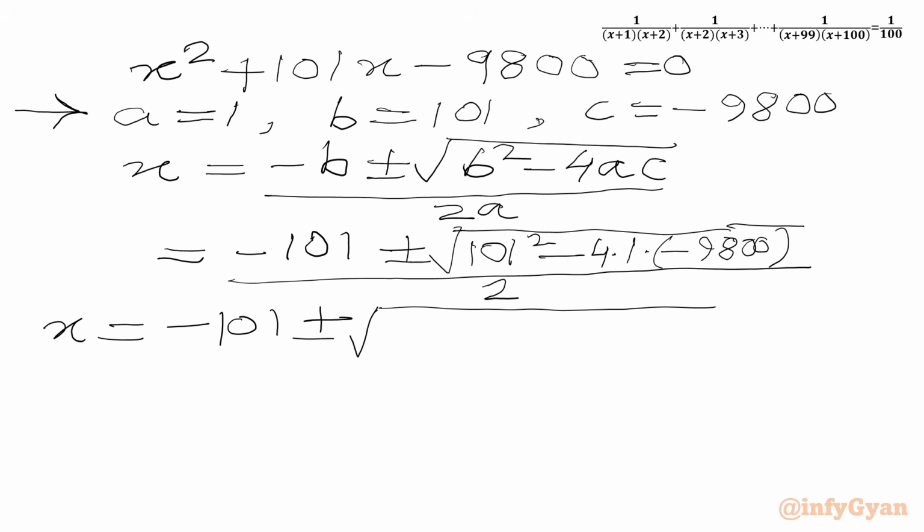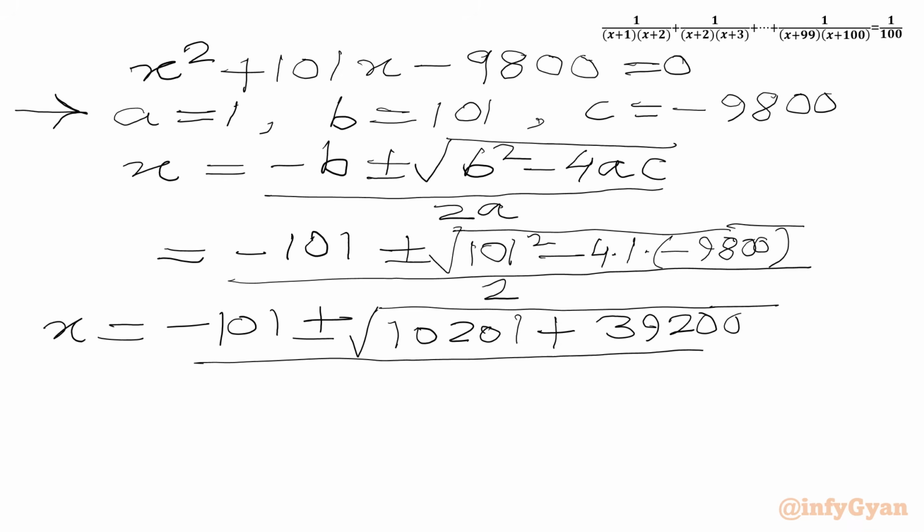So x will be equal to minus 101 plus minus square root of. Now 101 square is 10,201. Minus times minus becomes plus. 4 times 9,800 is 39,200. And in denominator we have 2. So we can write here minus 101 plus minus square root of. Addition of these two numbers will be 49,401 over 2.